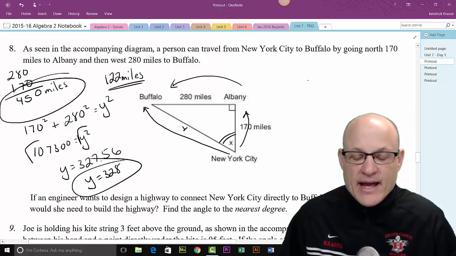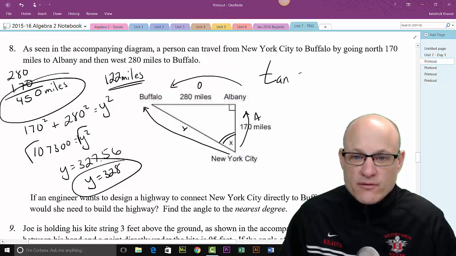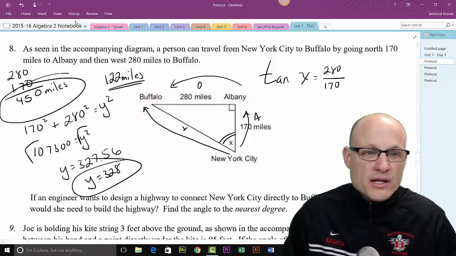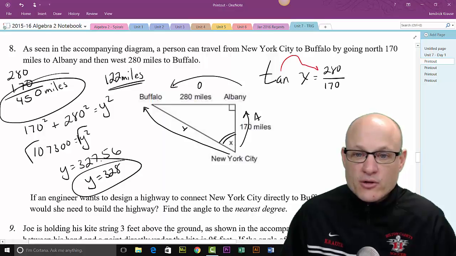So now I want to find x, and I've got O and A. So obviously we're using tangent: tangent of x is equal to O, which is 280, over A, which is 170. But since I want to find an angle, I have to get rid of this tangent. So I'm going to bring it over to the other side, and it becomes tan negative 1.